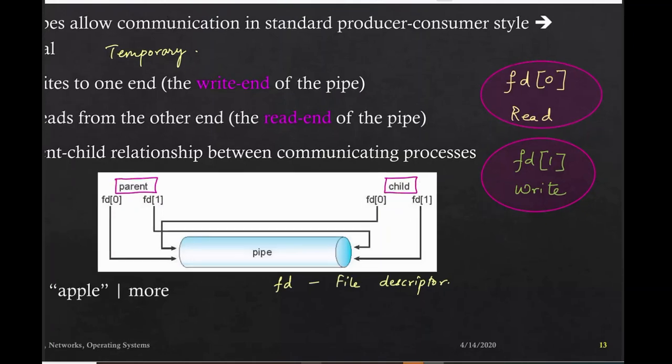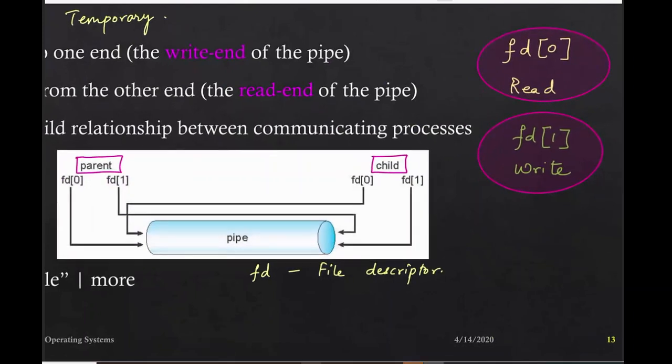Now if I go here and take a look at this, you see FD0 for a parent is pointing to this end of the pipe. FD0 for the child is pointing to the same end of the pipe. So you can conclude that this is the read end.